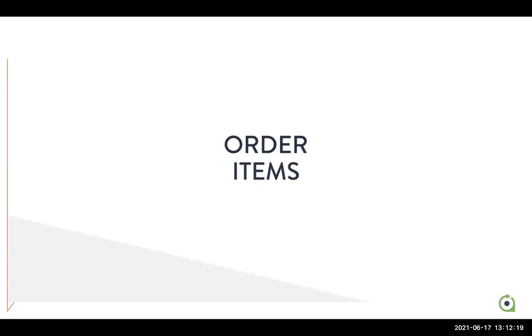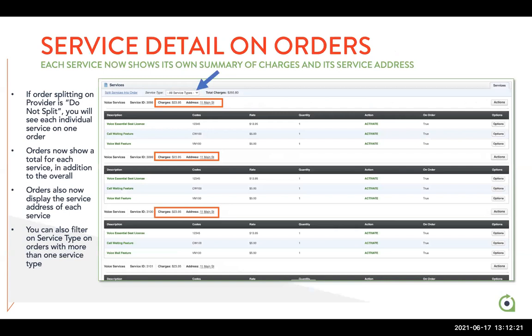Okay, we're going to talk about some order items now. So service detail on orders. Each service now shows its own summary of charges and its service address. You can also filter on an order on service types. So you'll see this if you have order splitting on your provider set to do not split, or if you have it set to split by service type. You could still have multiple services under a service type.